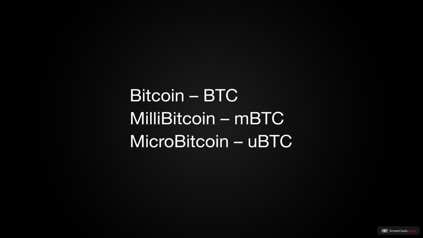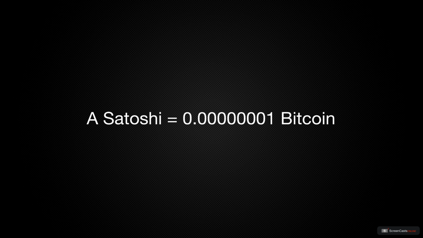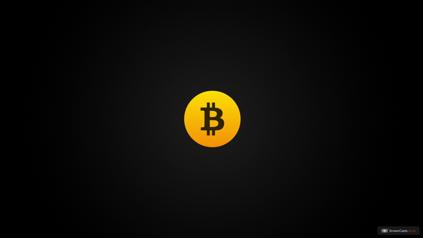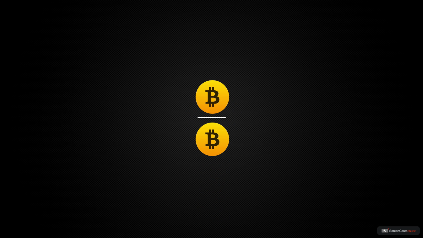So a Bitcoin is one full Bitcoin, but there is a milli-Bitcoin, which is 1,000th of a Bitcoin, a micro-Bitcoin, which is 1,000,000th of a Bitcoin, and the smallest unit is a Satoshi, and a Satoshi is 100 millionth of a Bitcoin. So as of today, $1 is approximately 13,000 Satoshis. So if the cost of a single Bitcoin is prohibitive to you, it's still possible to acquire fractions of a Bitcoin. So how do you acquire Bitcoins or partial Bitcoins?